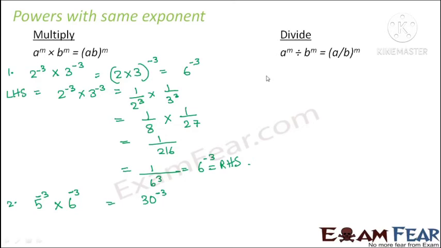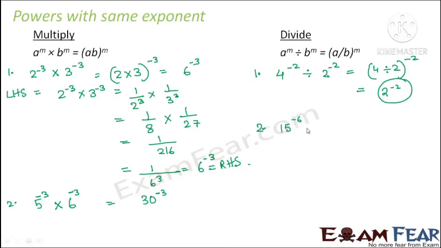Now let's look at division. So if you have something like 4^-2 divided by 2^-2. So this would be equal to (4 divided by 2)^-2. So 4 divided by 2 is 2. So 2^-2 would be the result. Let's try a few more. Let's say you have 15^-6 divided by 17^-6. So this can be written as (15 by 17)^-6.